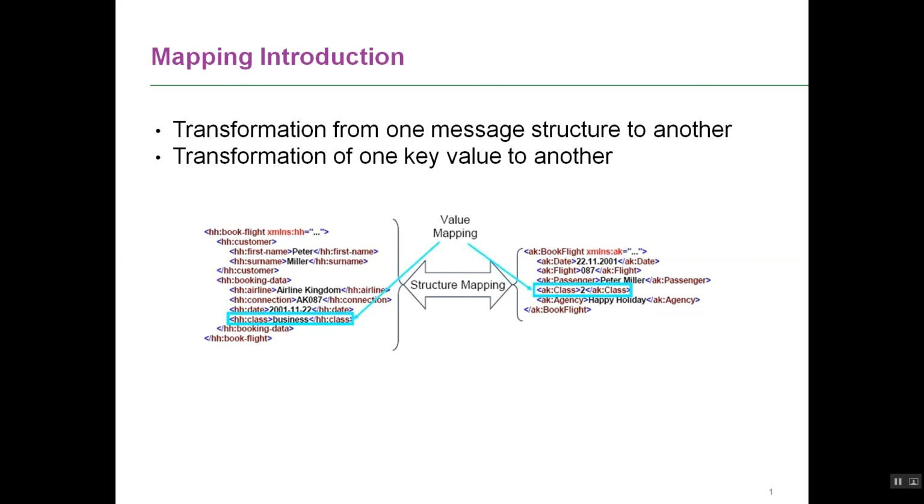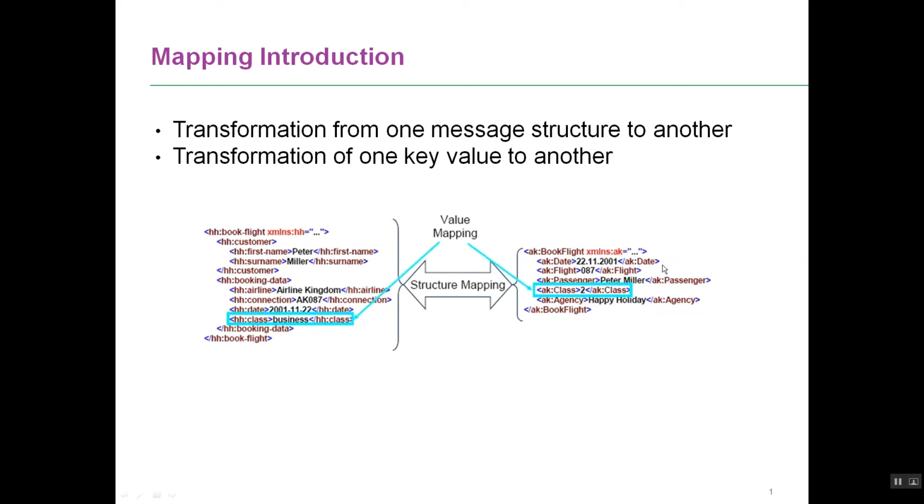A mapping is nothing but the transformation of message format from one message structure to the other, right? Basically, we've been doing mappings quite a bit so far. All of the exercises that we dealt with had some form of mapping where we were dealing with the structure being changed from one format to the other format. For example, on the left hand side we have a flight booking requirement, and if you see, the first name and the last name has been concatenated. The airline data is missing, the connection detail just contains 087 and so on.